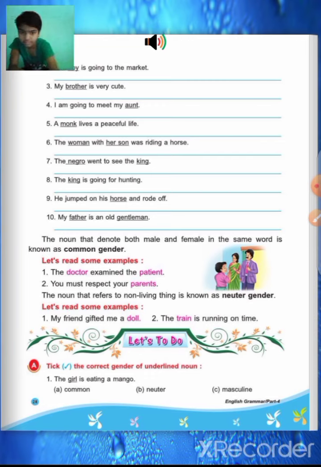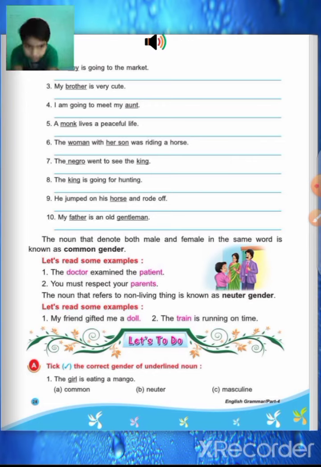So let's read some examples to understand. The doctor examined the patient. You must respect your parents. Now what did we get? Parents, doctor, patient. Is it male? Is it female? Is it told to us? Not at all. So it's a common gender. And patient is also common gender; patient is he or she. Parents, both he and she contribute, but not a particular one.